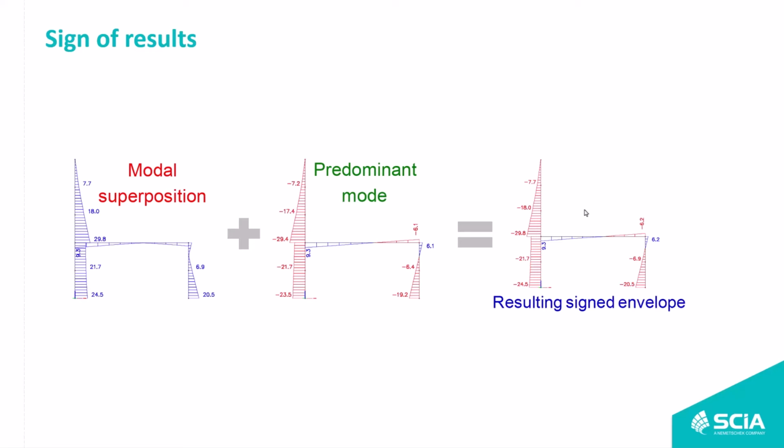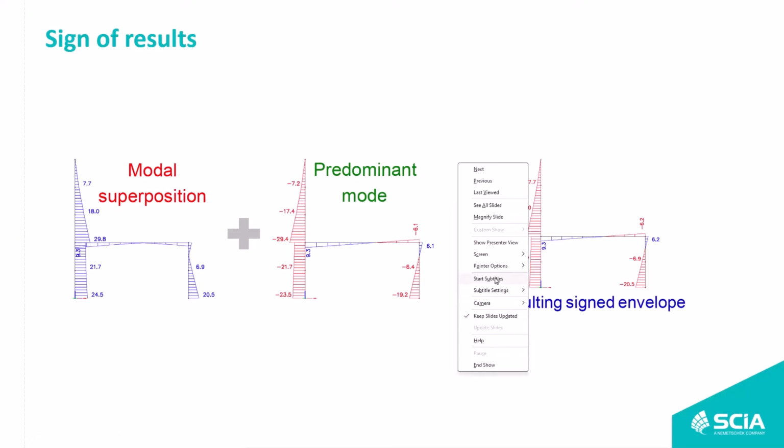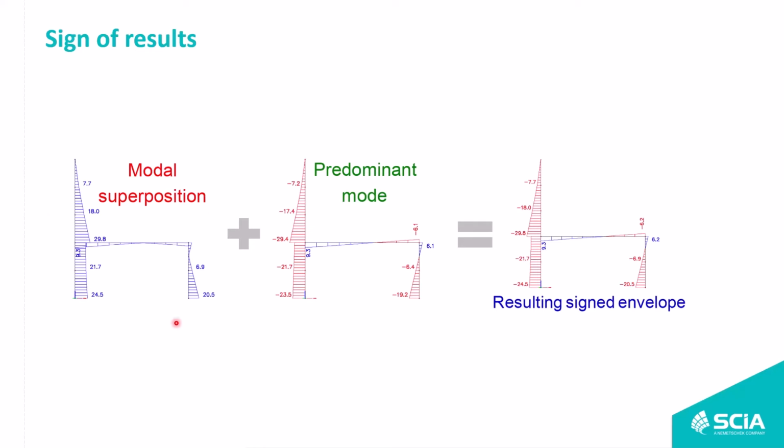has positive sign. And for this reason, it is usual to sign the results of response spectrum analysis through the use of the predominant mode. What does it mean? It means that the modal superposition will generate the absolute value of the quantity that we are computing. That value is correct. But in order to assign the sign, we will assign that based on the shape of the dominant vibration modes.